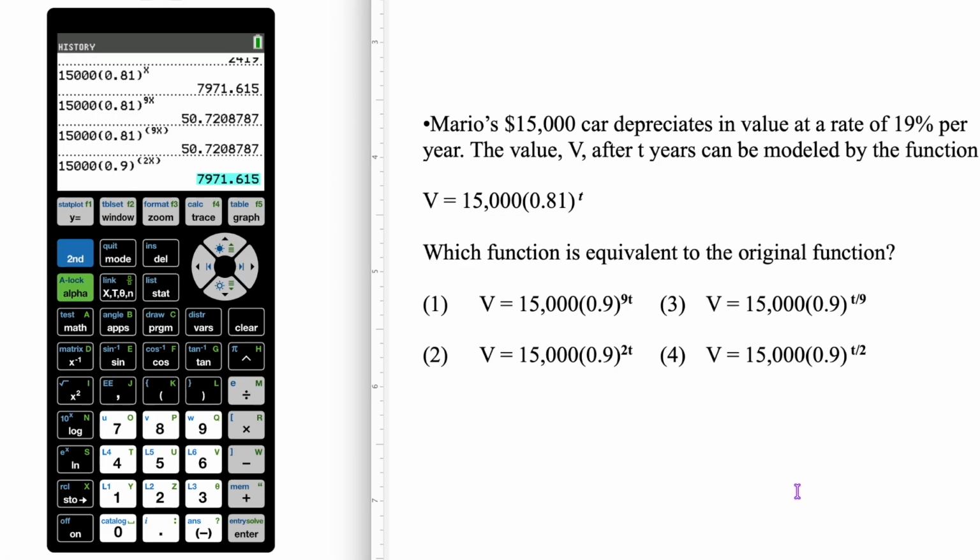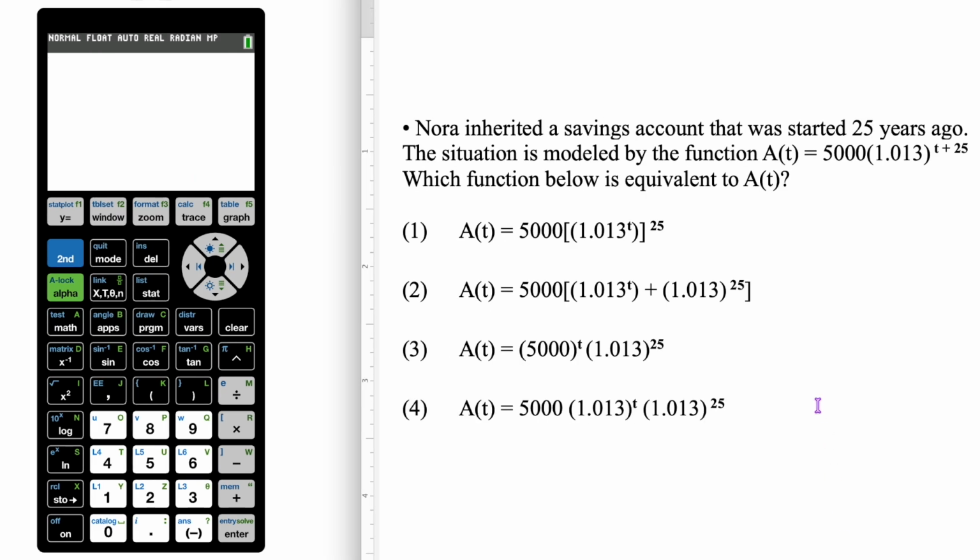1. If you got number 2, you got it right. Good job. You can see 7971.615. Okay, let's go ahead and try another one. The only additional thing I want to say about this one is that you'll notice there's 2 sets of brackets here. You're still going to, on the calculator, just use the regular parentheses.